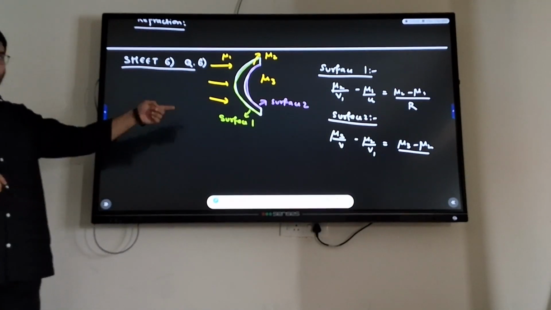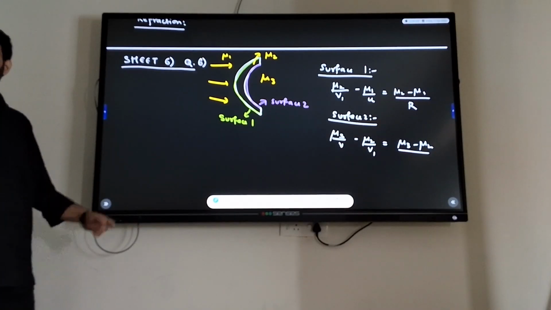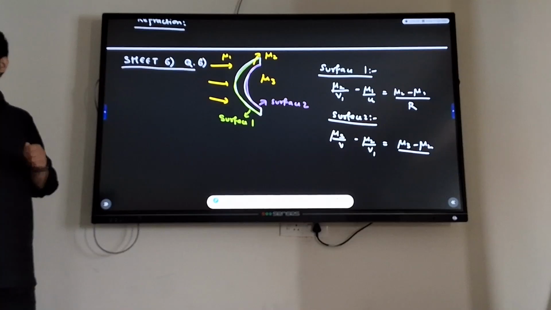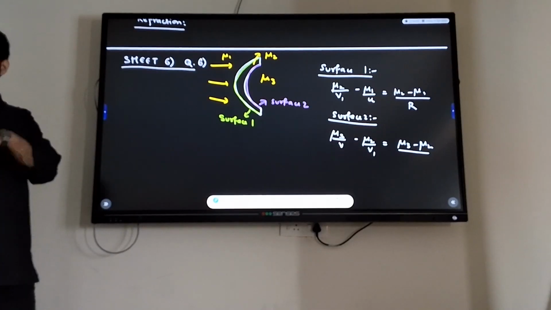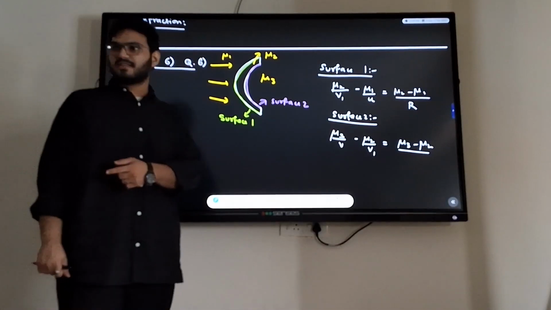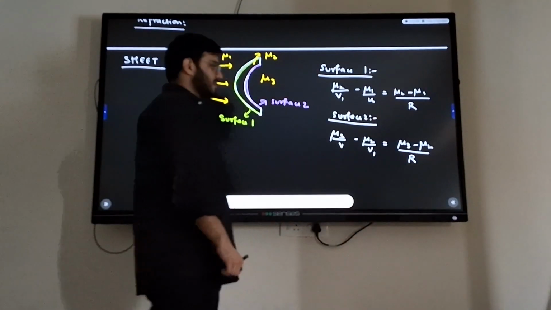Positive. Will it be the same radius by the way? Why? It's mentioned in the question. But what if it is not mentioned? Then is there any other way we can understand? It's given to be a thin lens. For thin lenses, the radius of curvatures will be same. Even that is mentioned in the question. It's a thin lens. So this will be R.